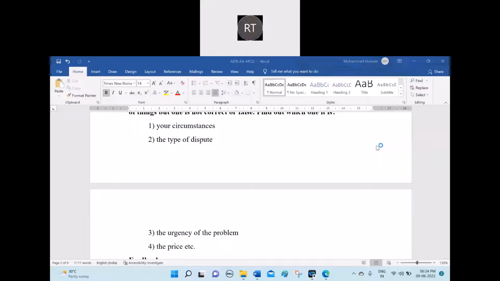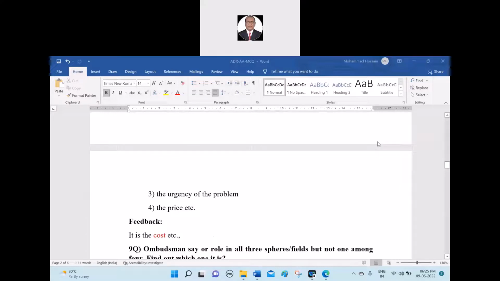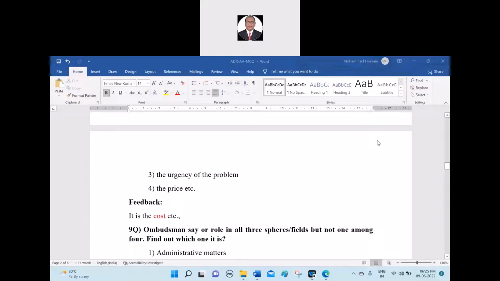Number 3, sir. No, the urgency of the problem is there. That is why the people go to the ADR or Lok Adalat. Circumstances make them go to the ADR or Lok Adalat. The type of dispute too. Number 4, sir. The fourth one, it is not the price, it is the cost, etc. That is the right answer for that one. Otherwise, all three belong to that. Those are dependent variables. By that, the case will be sent to the Lok Adalat or ADR, any one of them.